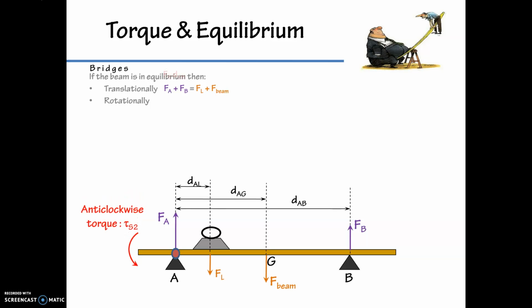So we have anti-clockwise torques caused around the support force B, which are going to be equal to the support force B multiplied by the distance between the two pivots. Clockwise torques are going to be created around the fulcrum A, and they're going to be equal to the load of the weight multiplied by the distance from it to pivot A. Add that to the torque created by the beam, which is calculated by working out the force of the beam, so its weight multiplied by the distance back to pivot A.